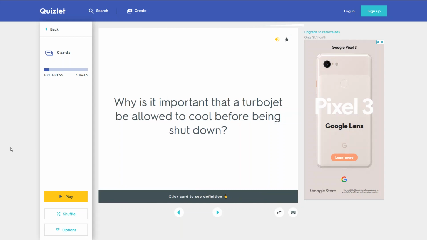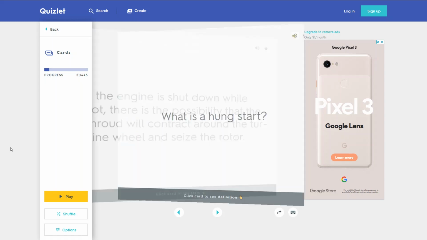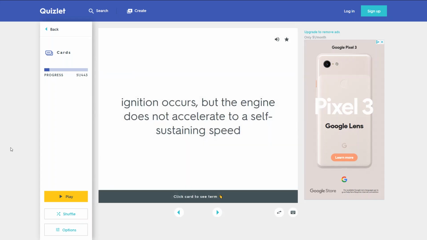Why is it important that a turbojet be allowed to cool before being shut down? If the engine is shut down while hot, there is the possibility that the shroud will contract around the turbine wheel and seize the rotor. What is a hung start? Ignition occurs, but the engine does not accelerate to a self-sustaining speed.